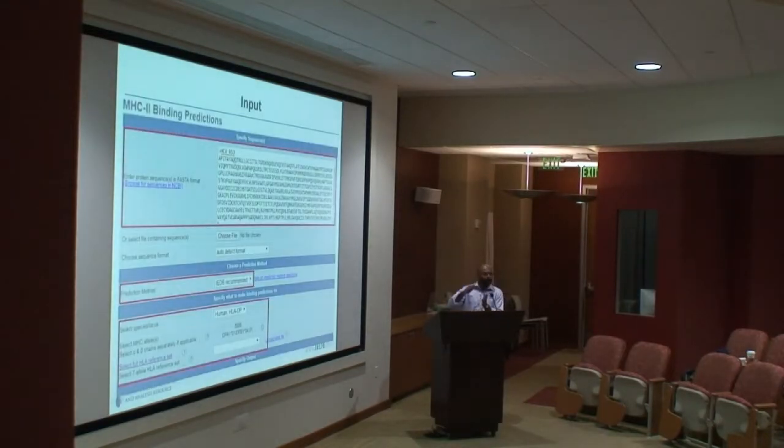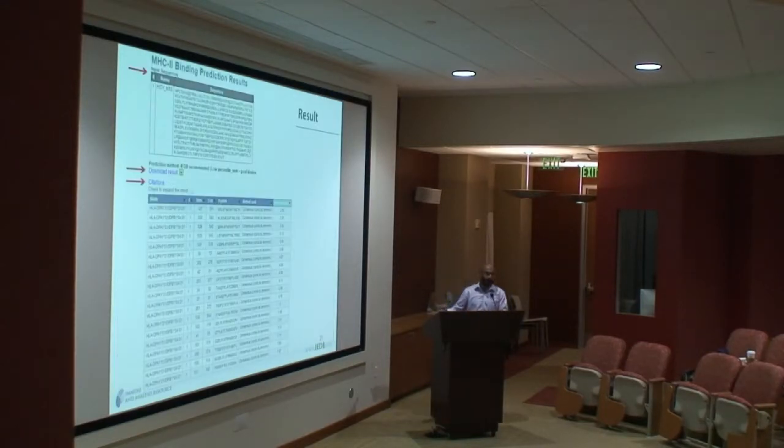So now I'm taking you through an example of how I would do this binding prediction. So I have the sequence from HCV virus here. I am selecting the recommended method and selecting human, DP locus, and this allele. So I'm going to do the binding prediction for this allele for this sequence from hepatitis C virus. And this is the result that I get.